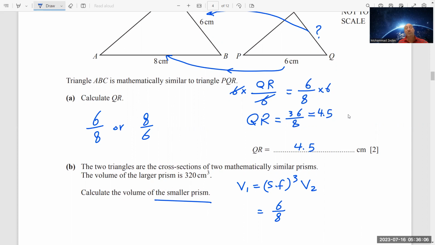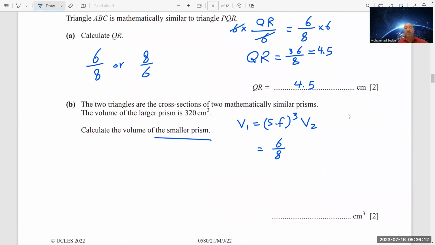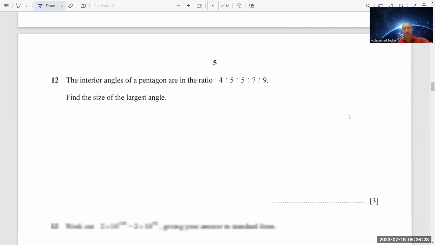You are calculating a smaller volume, so start with a smaller number. So you have to write it 6 over 8. So 6 over 8 to the power 3 multiplied by the given volume, 320, and use a calculator to solve it directly. You will get 135. So the volume of the smaller prism will be 135 cubic centimeter.